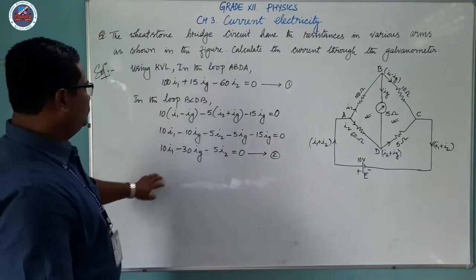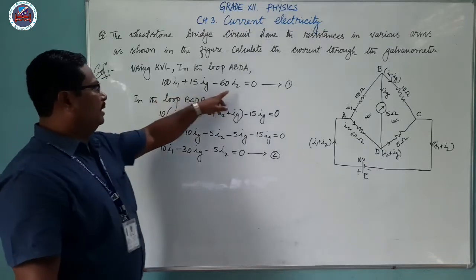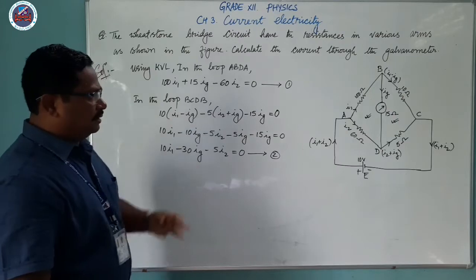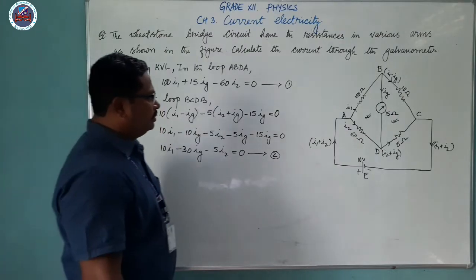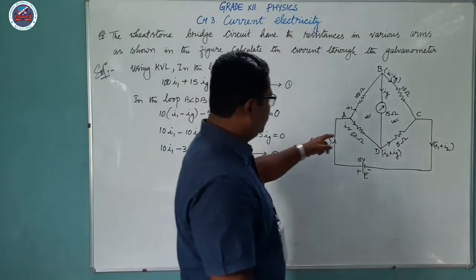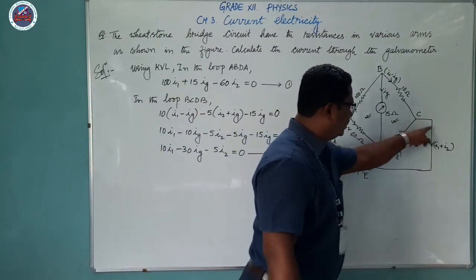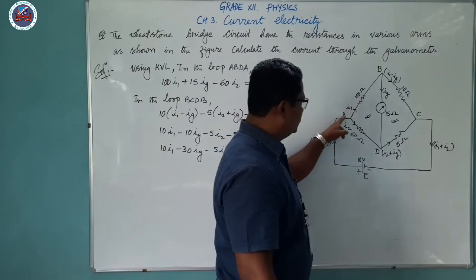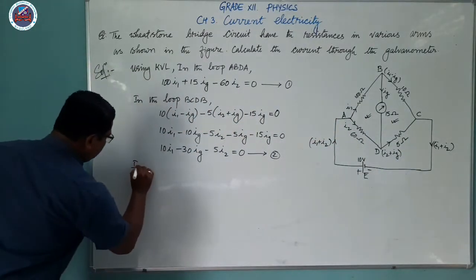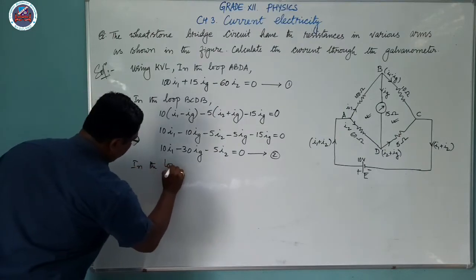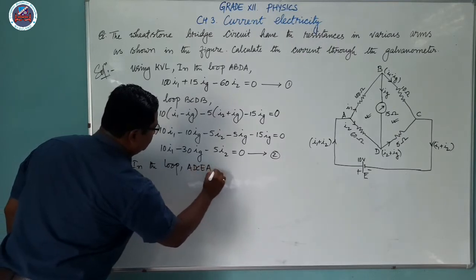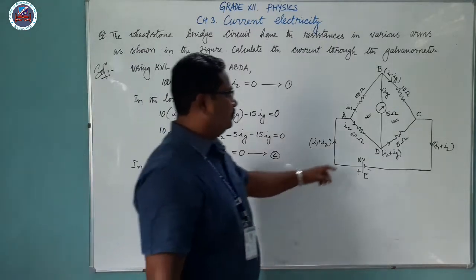In both the equations, if you look carefully, you have I1, I2, Ig. Here also I1, I2, Ig. 3 variables are there, so we cannot solve these 2 to get the value of Ig. So what we'll do is take the third circuit, this way. This is also one loop. You can see it's a closed path. So in the loop A, B, C, E, A, again we'll use Kirchhoff's voltage law.